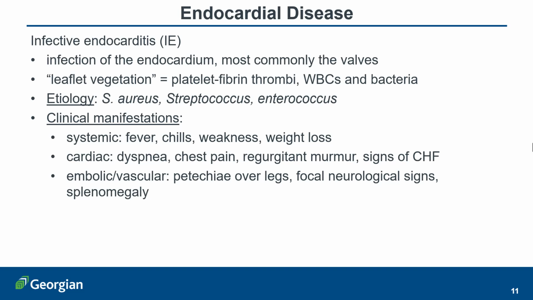Lastly, because you have these vegetations growing on the leaves of the valves, they can become dislodged, and now you have various embolic events that can occur. For example, petechiae over the legs, and other focal neurological signs as the emboli travel through the brain, for example, and splenomegaly as well. So that's infective endocarditis.